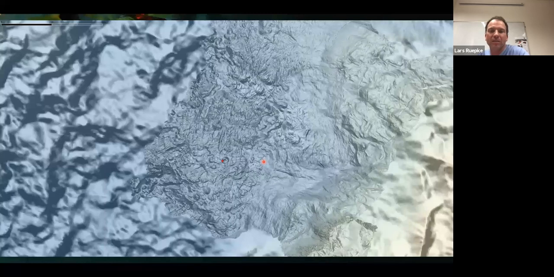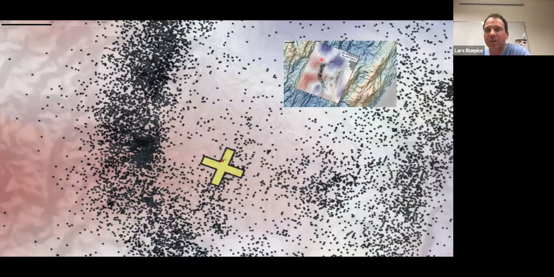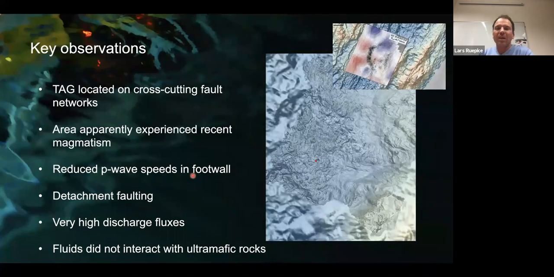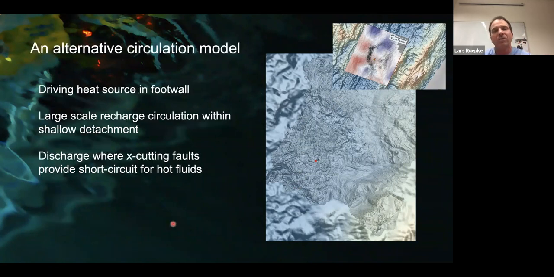Let's zoom out a little bit. Then I tried my very best to georeference the shown P-wave tomography. And you see these kind of slow anomalies centered beneath TAG. And what that means is that TAG is located on these cross-cutting faults. There's signs of a driving heat source below, at least there is a slow anomaly. And we at least have signs for the detachment faulting around. We also have very high discharge fluxes and the fluids show no signs of interaction with an ultramafic source.